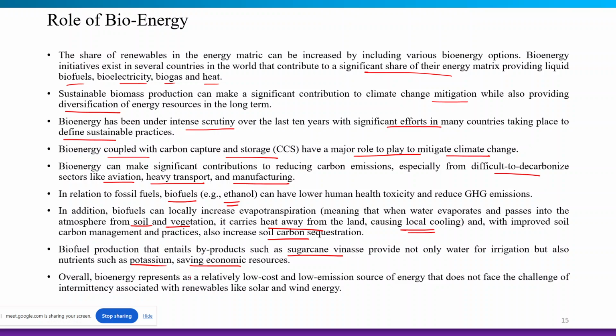Overall, bioenergy represents a relatively low cost and low emission source of energy that does not face the challenge of intermittency associated with renewables like solar and wind energy. So, for that purpose, bioenergy would be the best biomass-based energy.